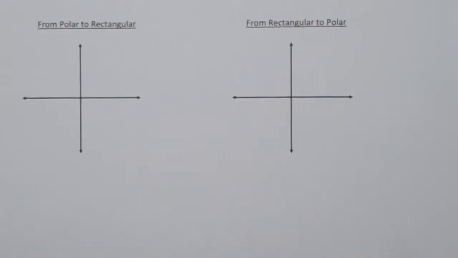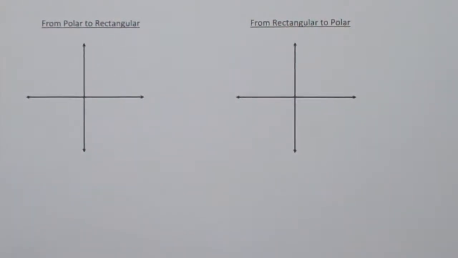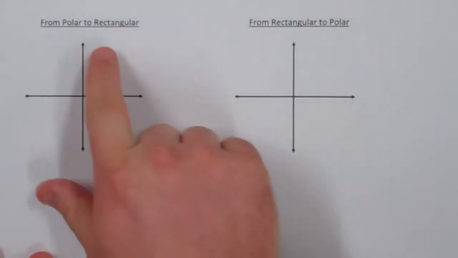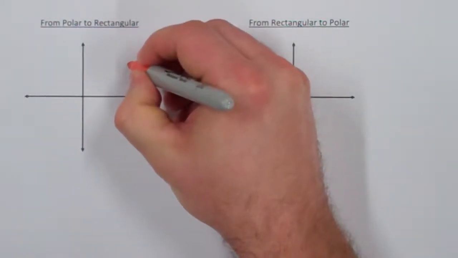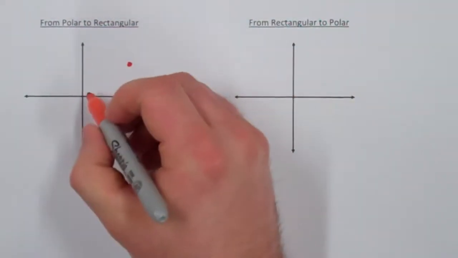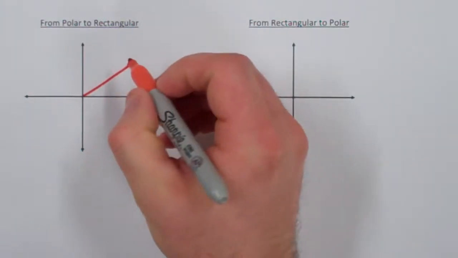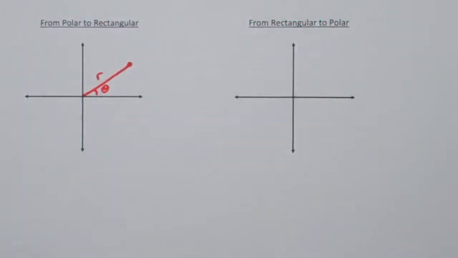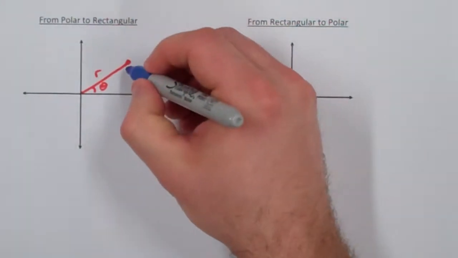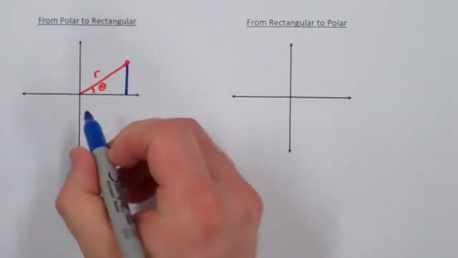Alright, in this second concept video we're going to develop some formulas that can link polar and rectangular coordinates together. So the first one we're going to do is polar to rectangular. Let me give you a point here, and we'll just make this point right out there. We've got an r here and a theta there, and then in a different color here we'll do x and y.